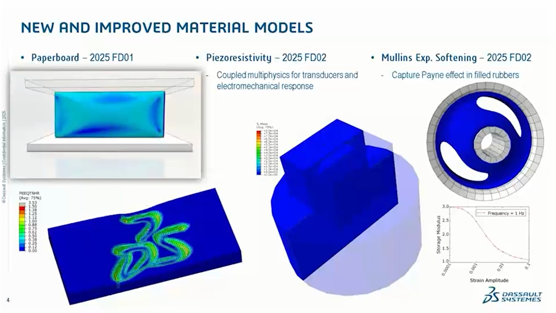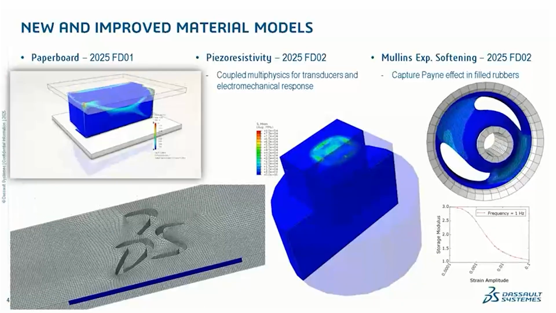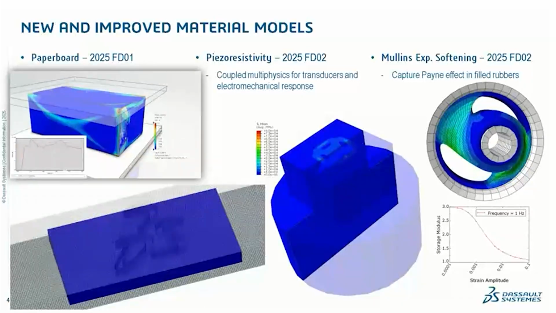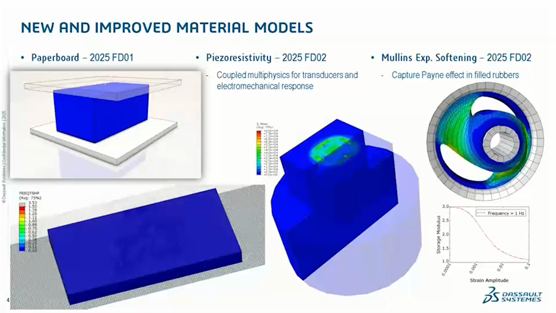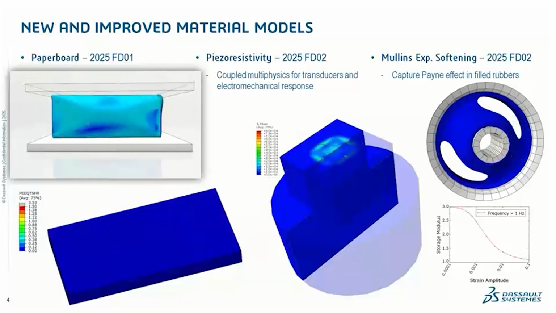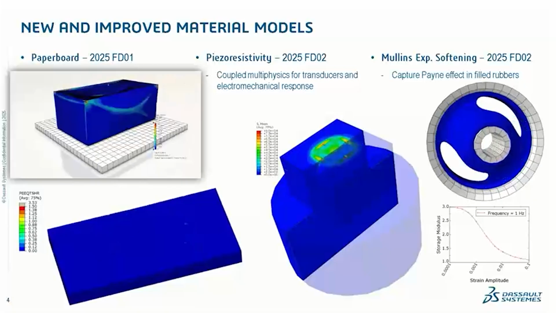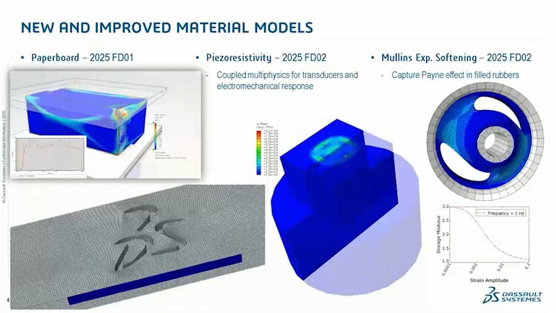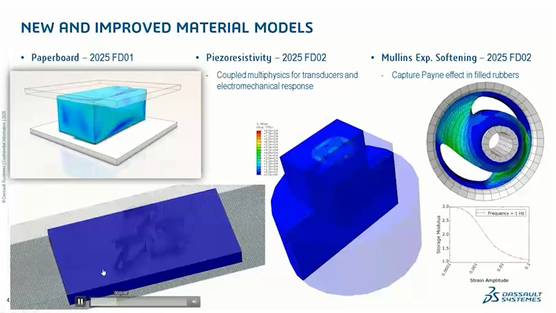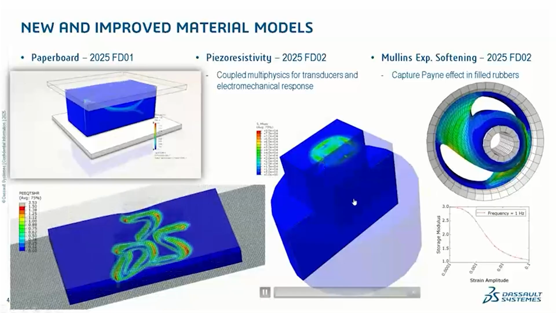Piezoresistivity. That's taking your electrical material properties into consideration with your structural or stress stiffness. So that is now included with the coupled multiphysics approach, and you can model that as well.